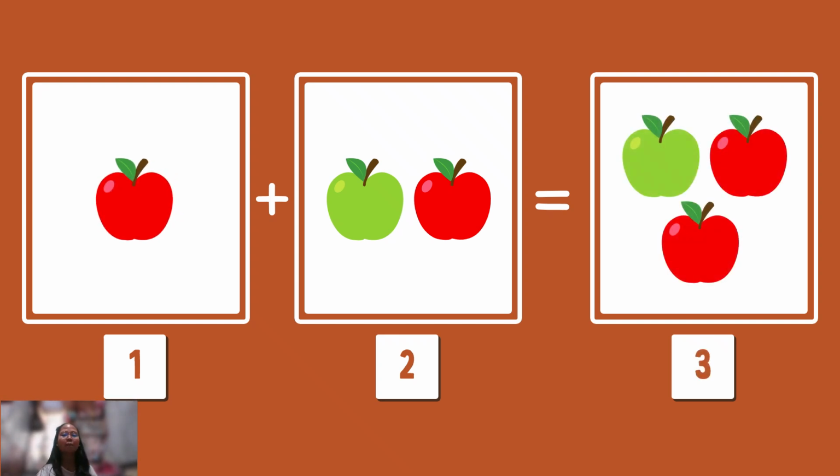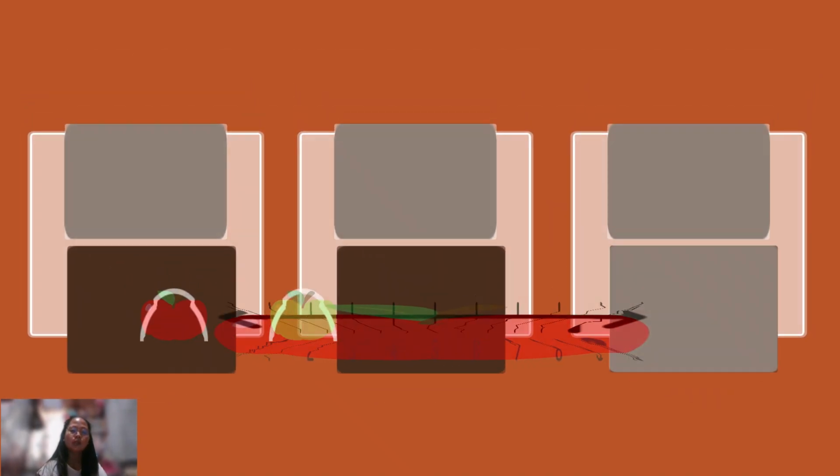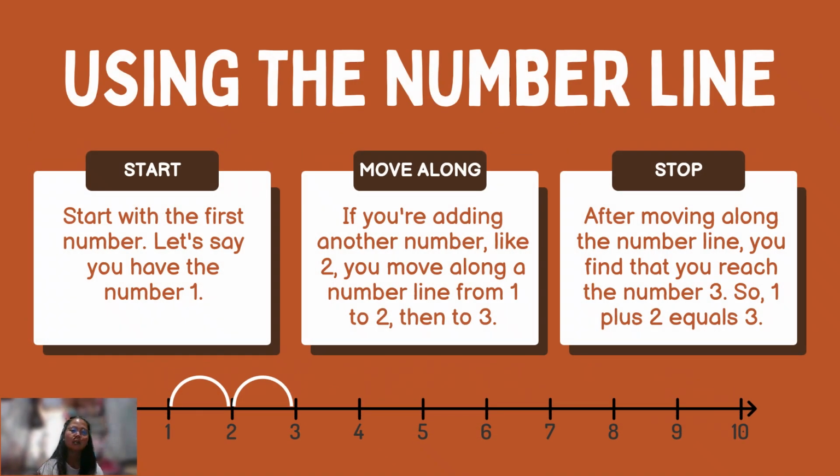Another example, using the number line, start with the first number. Let's say you have the number 1. So move along. If you're adding another number like 2, you move along a number line from 1 to 2, then to 3. After moving along the number line, you find that you reach the number 3, so that 1 plus 2 is equal to 3.